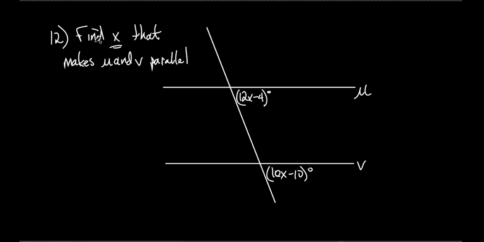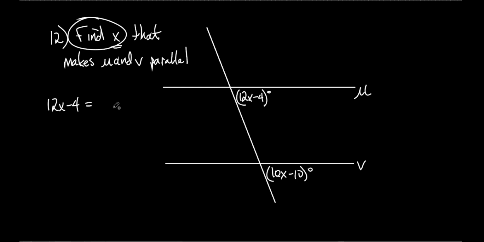That's what we're trying to do. Find x so that it makes lines u and v parallel to each other. So really, it's pretty simple algebra. It just says to find what x is. It doesn't even ask you to find the angles, but we're going to, just to show you that it'll make those two angles equal to each other. And if those two angles are equal, that must mean the two lines are parallel.